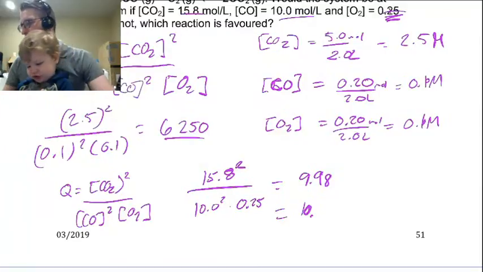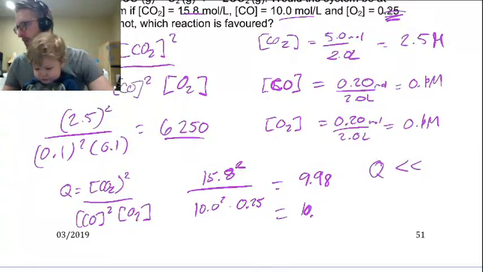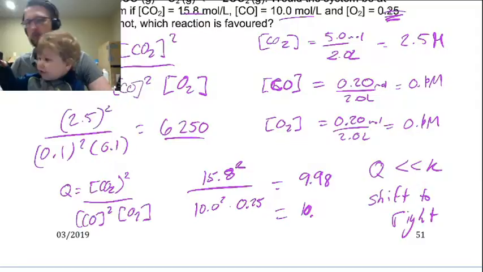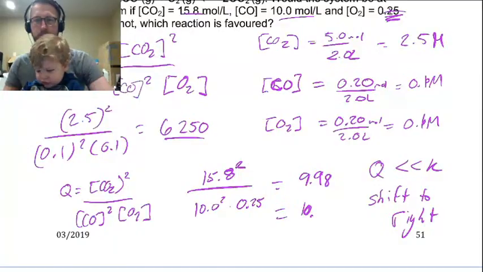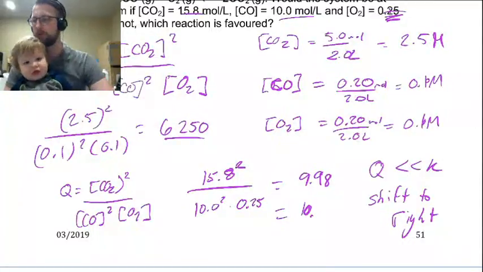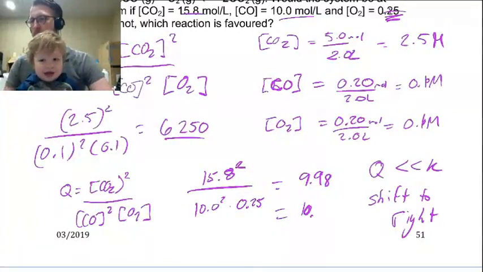So it is not at equilibrium. The Q is much smaller than K, so there will be a shift to the right to try to compensate. Okay, so we'll leave it there, and then I'd like to look at the graphs today so that we can put the last nail in this equilibrium unit before the weekend.